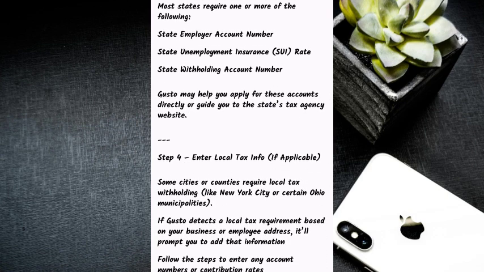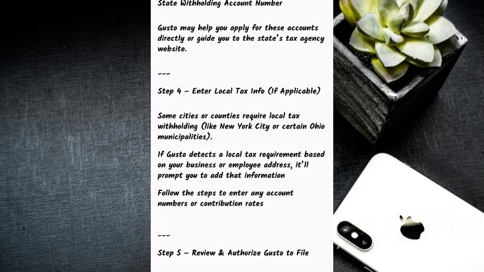Step 4, enter local tax information if applicable, of course. So some cities or counties may require local tax withholdings. For example, New York City or certain Ohio municipalities. So if Gusto detects a local tax requirement based on your business or employee address, it'll prompt you to add that information. So just follow the steps to enter any account numbers or contribution rates.